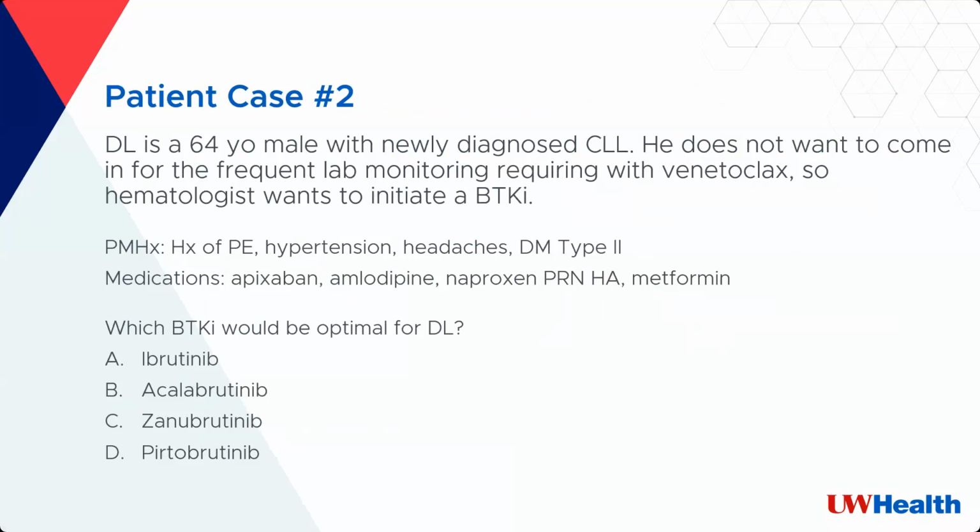So patient case number 2, DL, is a 64-year-old male with newly diagnosed CLL. He does not want to come in for the frequent lab monitoring required for venetoclax, so you want to prescribe him a BTK inhibitor. He's got a past medical history of a PE, hypertension, headaches, and diabetes. Current medications include apixaban, amlodipine, naproxen as needed for headache, and metformin. Which BTK inhibitor would you like to prescribe for DL?